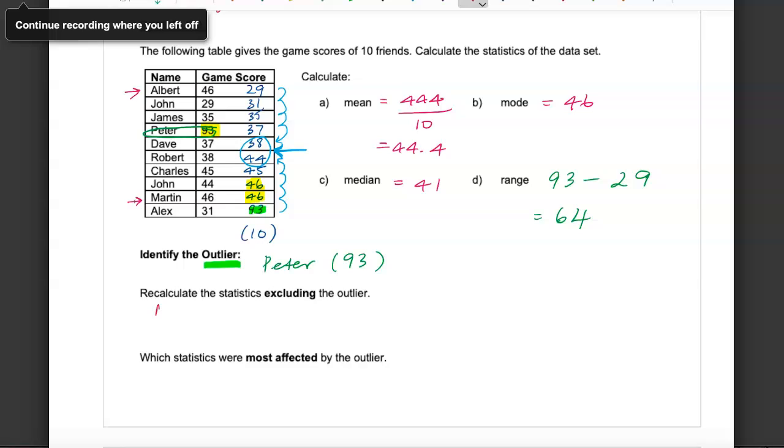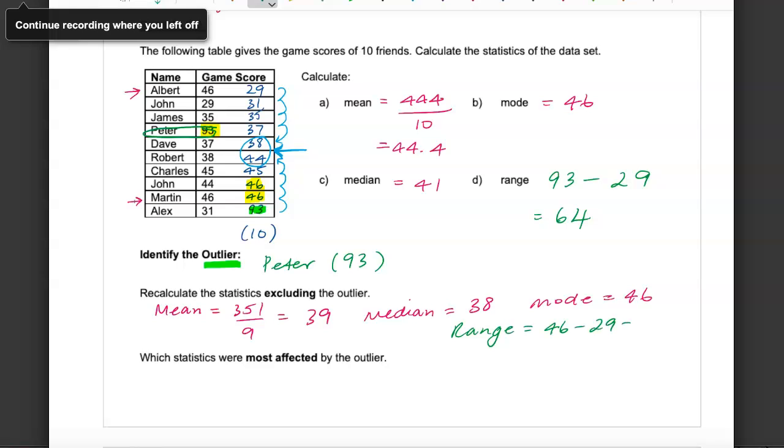When we recalculate, we end up with a mean of 351 over 9, which leaves us with an average of 39, which is a lot lower than 44.4. Our median falls to 38. Our mode doesn't change because we're not getting rid of a common score, otherwise it wouldn't be an outlier. And our range is now going to be 46 take 29, which is just 17, a huge difference from a range of 64.